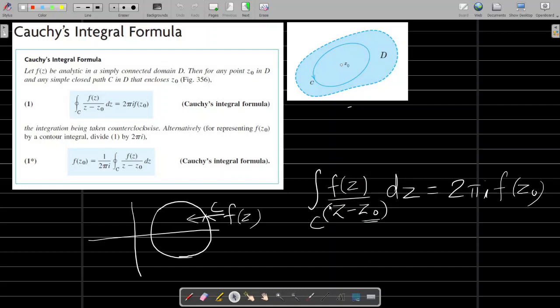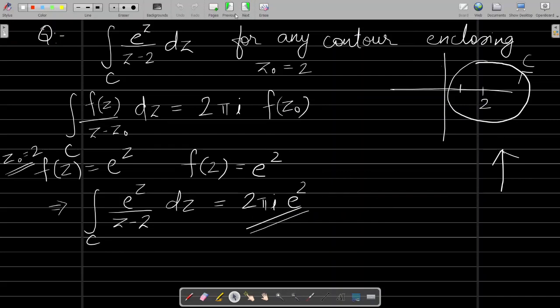I'll repeat once again. We are having a closed curve C such that the term in the numerator, that is f of z, is analytic inside C. Then integral over C f of z by z minus z naught dz is equal to 2 pi i into f of z naught, where z naught is the term associated with this denominator z minus z naught. We will be illustrating this formula using some examples.